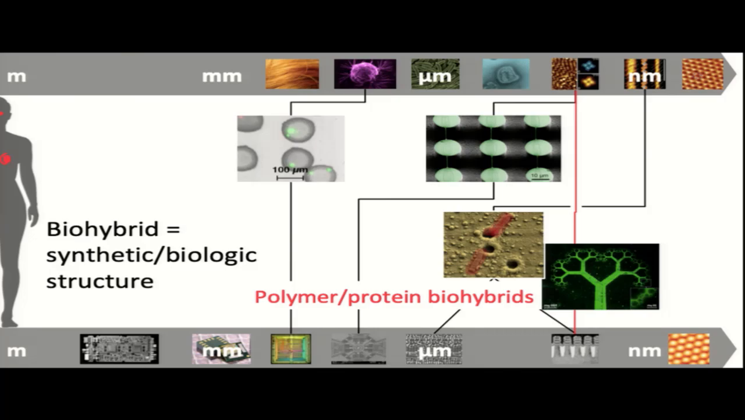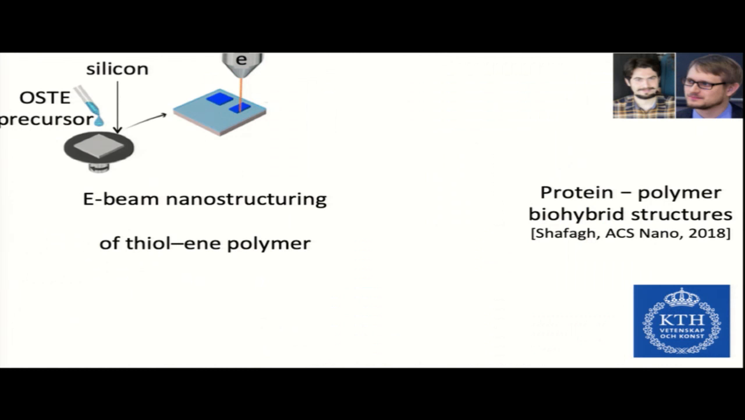A fourth example of biohybrid structures we make is on the smaller scale I've shown. So the spider silk film and the DNA was at 200 nanometer. Now we go 10 times smaller, scale of 20 nanometer typically. What we do here is that we make very, very tiny structures of polymer, of a hard plastic, and we functionalize it with proteins.